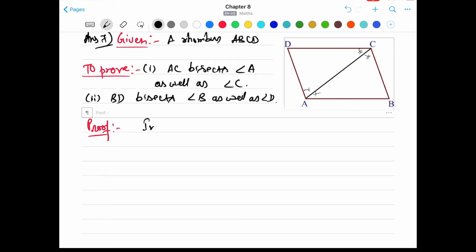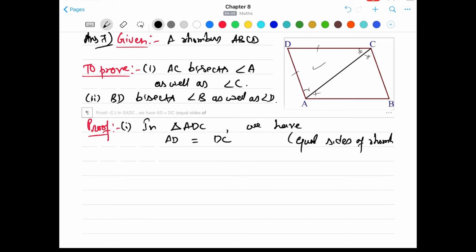This is part 1. In triangle ADC, so we are taking this triangle. In triangle ADC, we have that side AD will be equal to side DC. Okay, why are they equal? Because the given figure is a rhombus, and in a rhombus all four sides are equal. So we'll write equal sides of rhombus. Okay, so that's why AD and DC are equal.